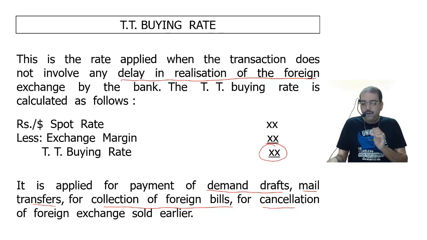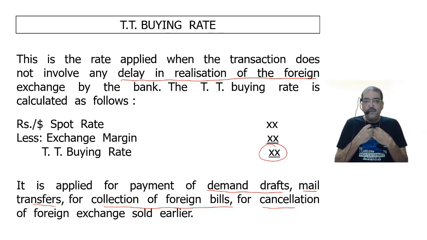Okay. Same way. Now this is TT buying rate. Bank is buying. That means I am selling. I've got foreign currency in the form of demand draft, in the form of bill of exchange, which I want to encash across the counter. That means I am an exporter.